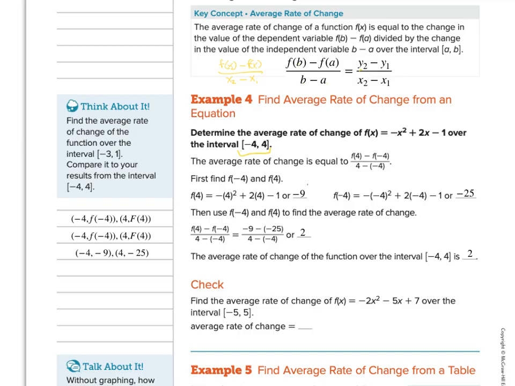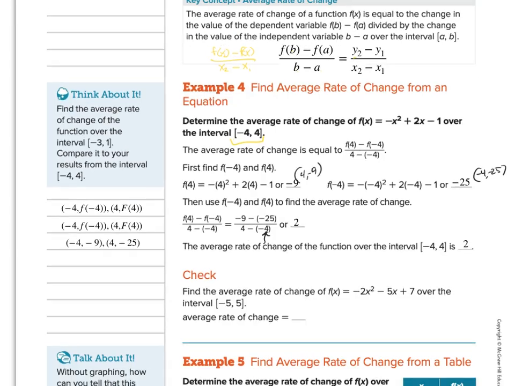So that's why they come over here and they say, well, think about my xy coordinate would be 4, -9. My -4, -25. So there's my x and y coordinates that they plug into the slope formula and come up with an average rate of change, which is what slope is, an average rate of change. So that's what they're looking for here.